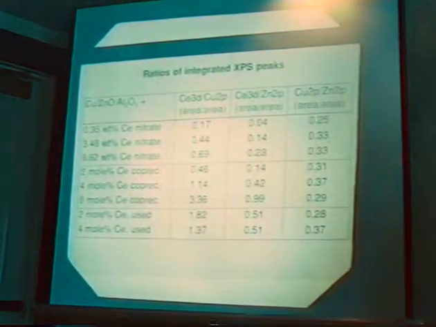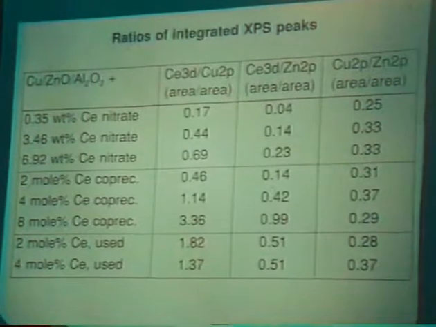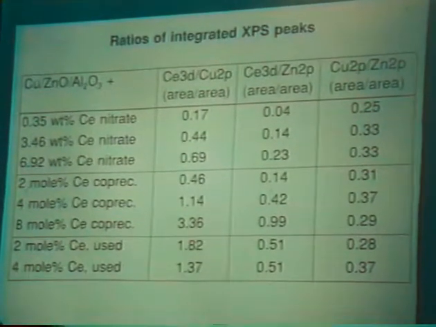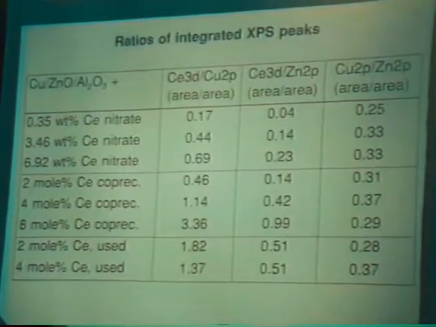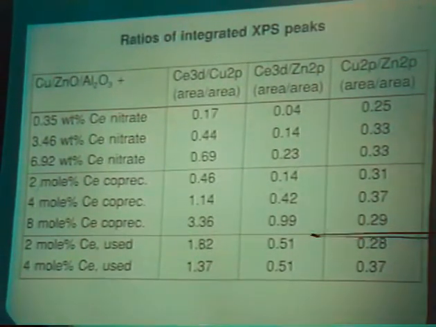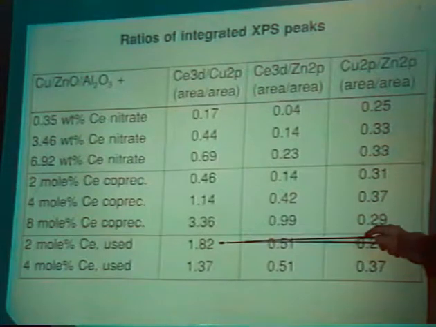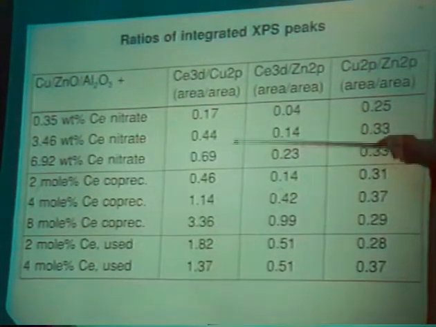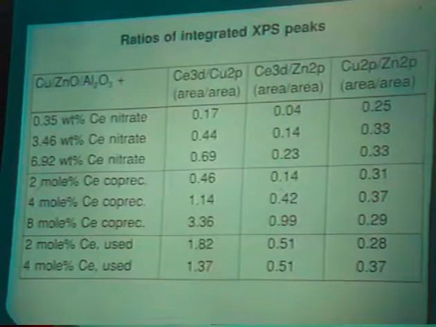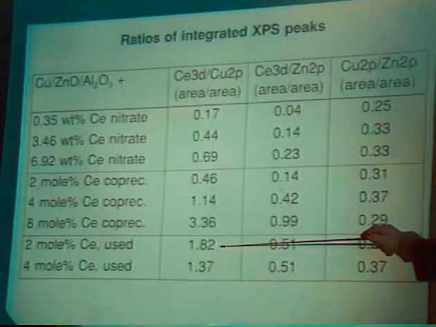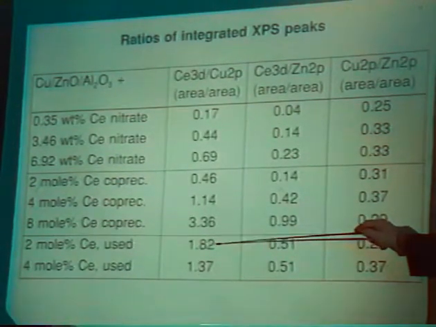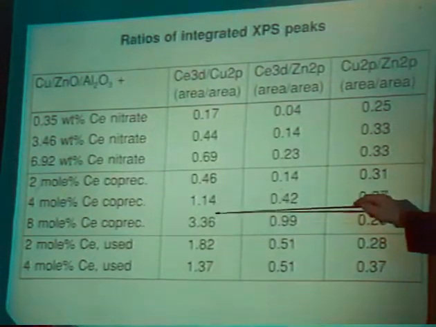Here are some data for the integration of the XPS peaks for various different catalysts. And again, without going into a great deal of detail, it's significant to look at the behavior of these two used catalysts, the catalysts after use in the reaction. We can see that the cerium to zinc ratio and the cerium to copper ratio are both much higher than for the catalysts down here, which are fresh materials. And in fact, a 2 mole % used catalyst has a surface ratio there of 1.82, which is in this sort of region for the co-precipitated materials.